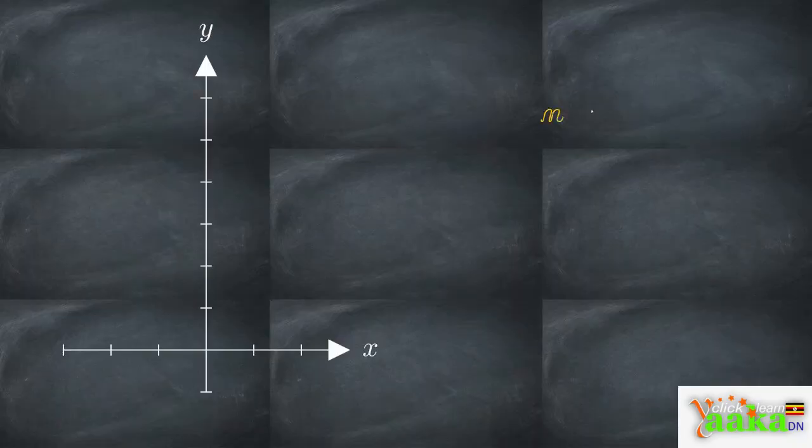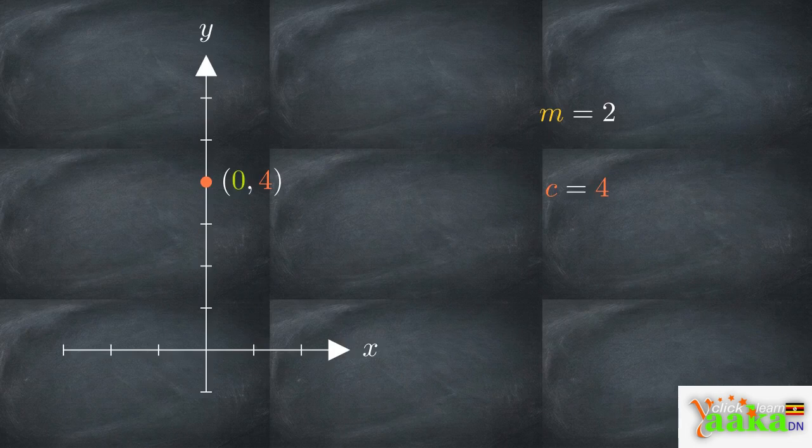Final challenge. Determine the equation of a line with a gradient of 2 passing through point 0, 4. Since x is 0, it sits on the y-axis, making 4 our y-intercept. We instantly construct the final equation, y equals 2x plus 4.